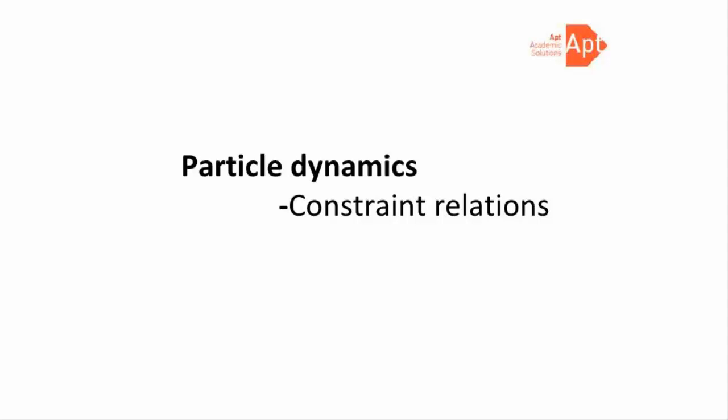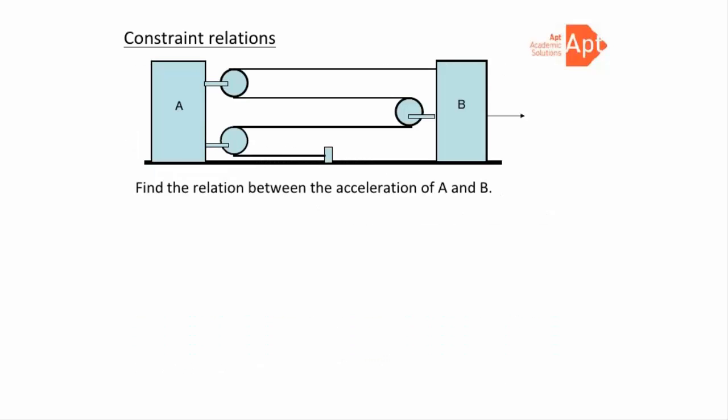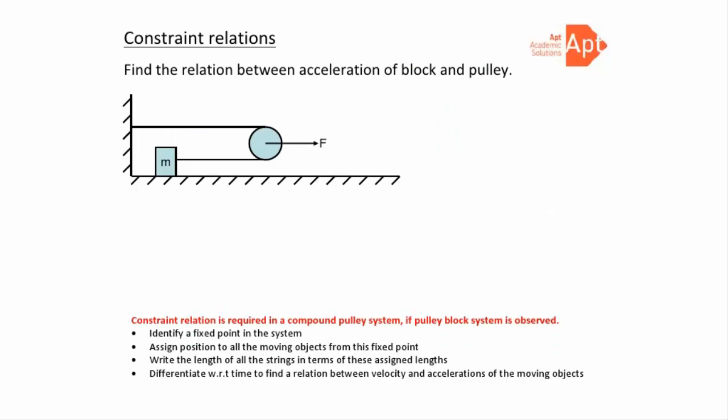Today we will discuss particle dynamics, and in particle dynamics we will discuss constraint relations. Now the first thing which comes to our mind is, what are constraint relations? In constraint relations we take the length of the string. The string is ideal, remember, it is light and inextensible. So we take the length of the string as a constant, and using this length we try to establish a relation between the displacements of the moving objects.